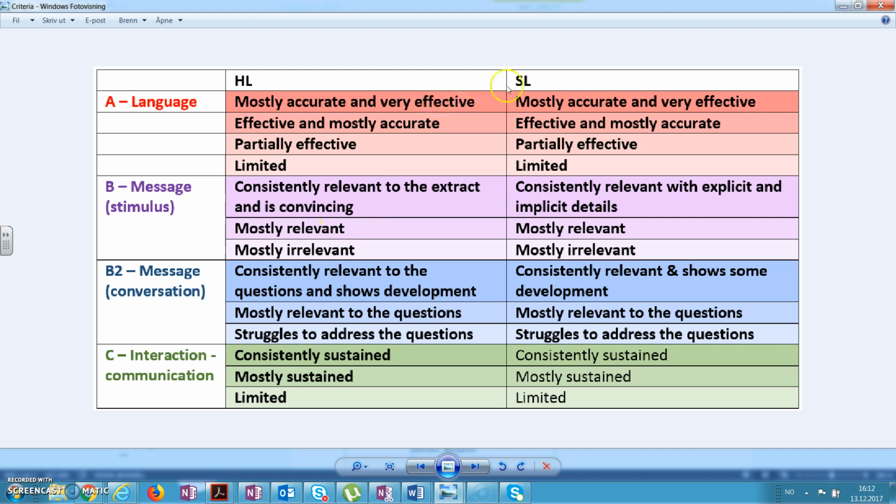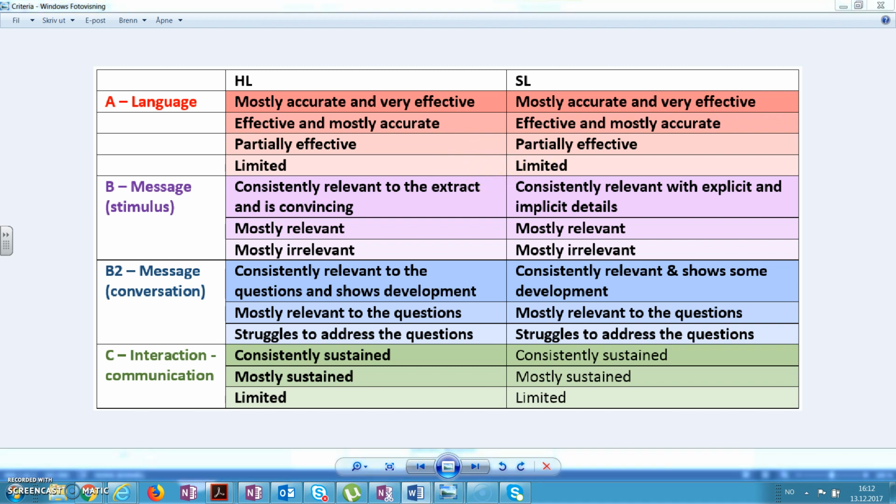And even though the descriptions are pretty similar, it is not until we actually look at the particular elements of each descriptor that we can identify those differences. So the idea would be for us to work in groups, in small groups with our participants, and highlight those aspects of the criteria where they can see the differences between the higher and the standard level.